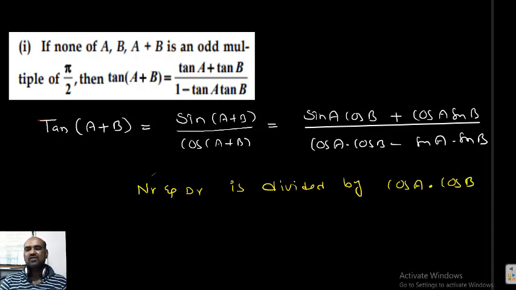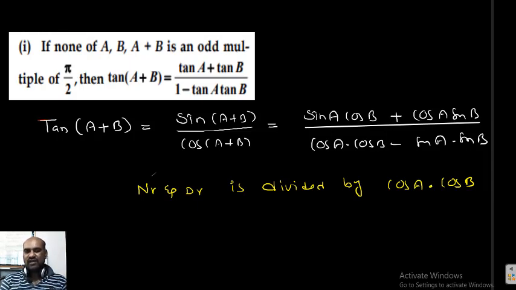This is provided cos a is not equal to 0 and cos b is not equal to 0, and the product is not equal to 0, because you can't divide by 0, no? What I am dividing the numerator and denominator by should not be 0, so cos a and cos b are not equal to 0. Already cos 90 is 0, you know that, no? Here a, b and a plus b are not 90 degrees, so cos a and cos b are never 0, and the product is also never 0. Okay.